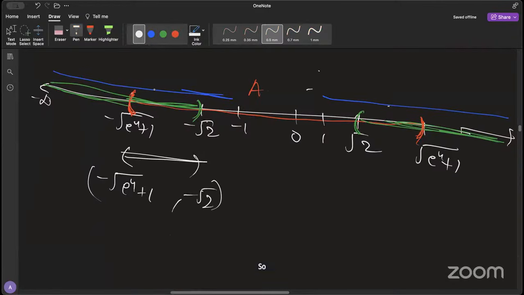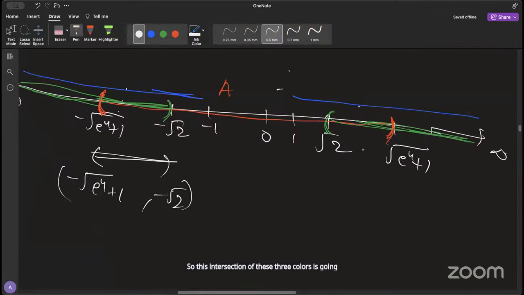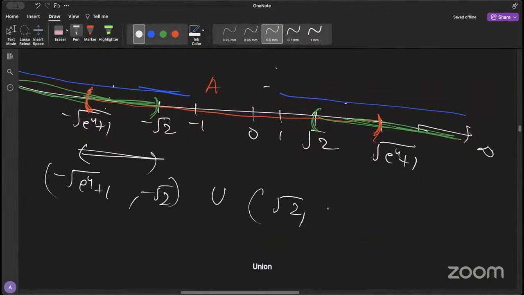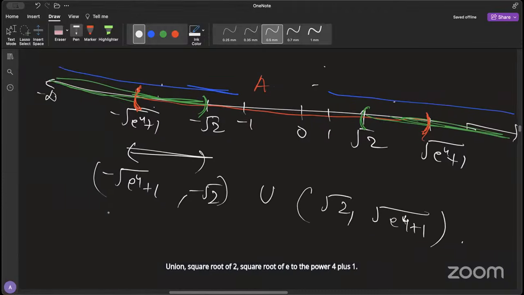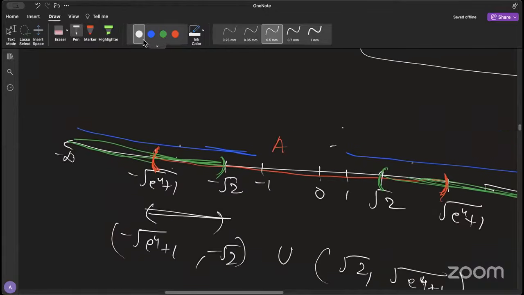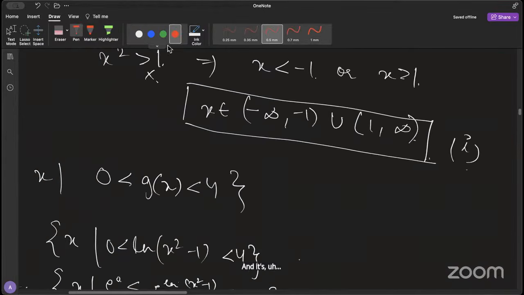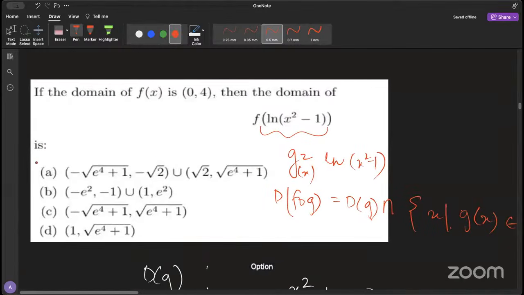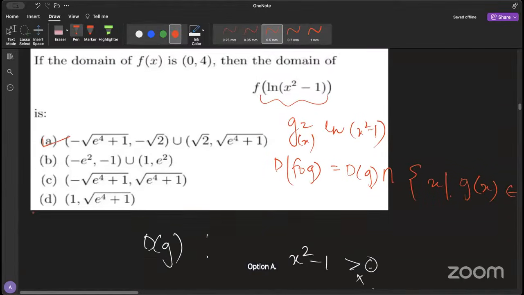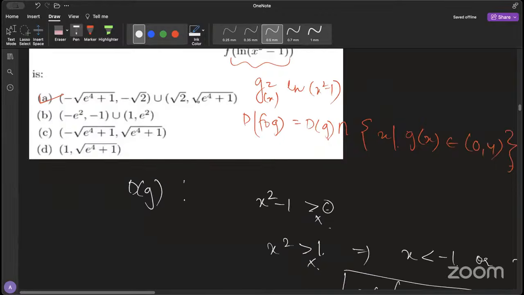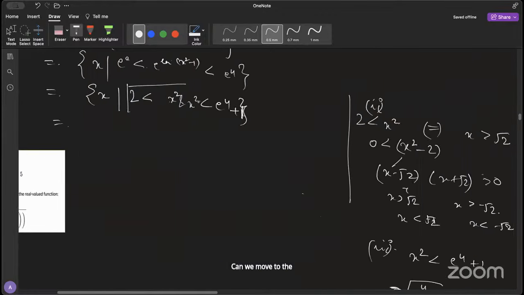So the intersection of these three colors is going to give you this, and this one is going to give you the union with square root of 2 to square root of e to the power 4 plus 1. This should be the answer then, and it's option A. Is this okay? Yes. Can we move to the next question?